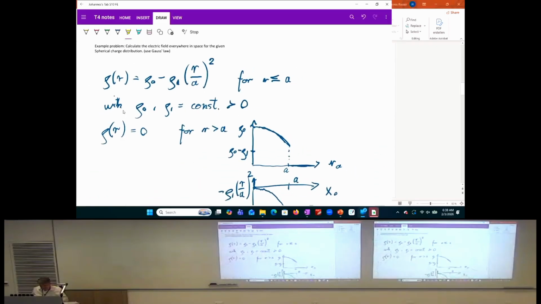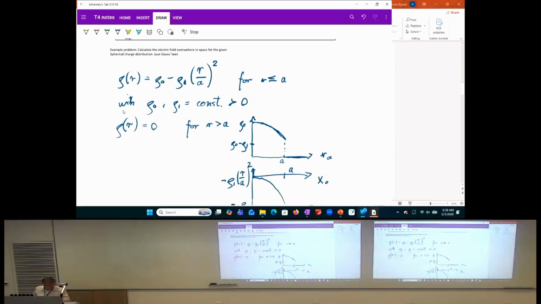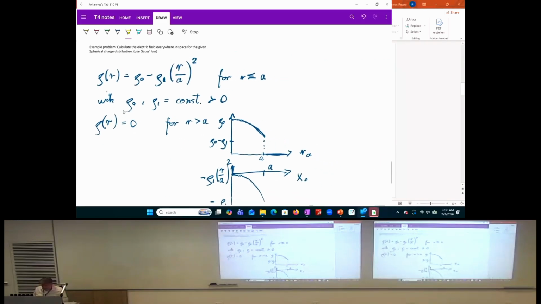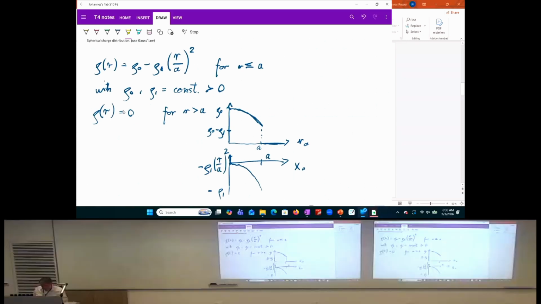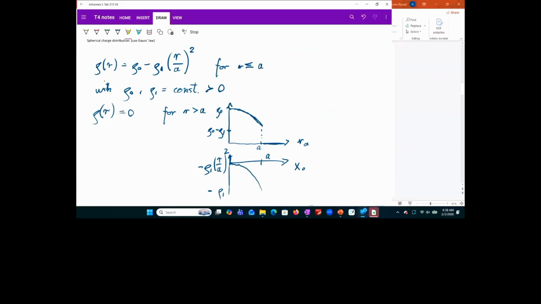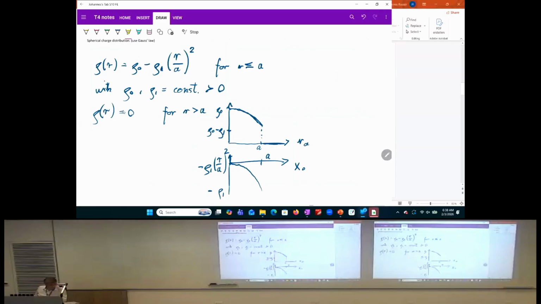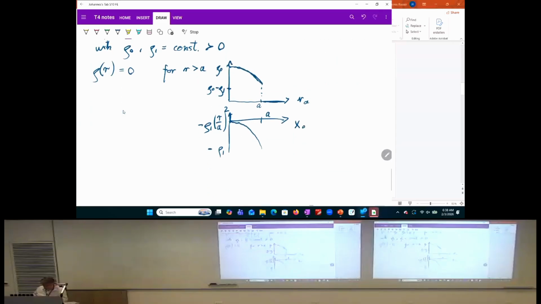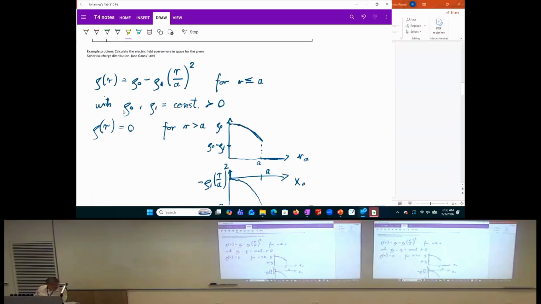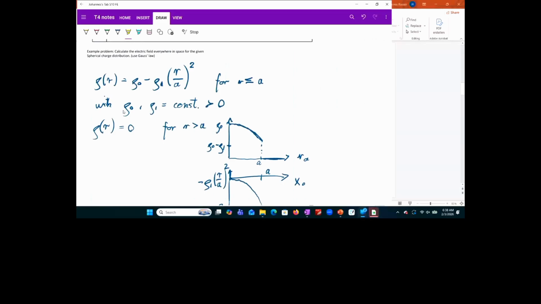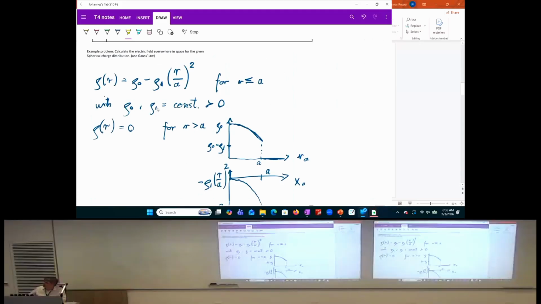So then we had assumed that we have a distribution which is radially given. It is basically radially symmetric, spherically symmetric, given as rho of r equals rho naught minus rho 1 times (r over a) squared. That is in the region where r is smaller than a, and this rho naught and this rho 1 are both constants.